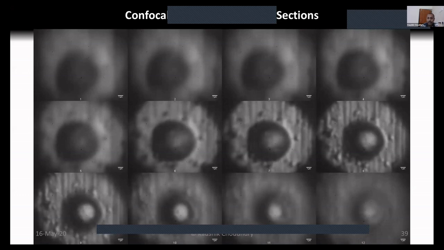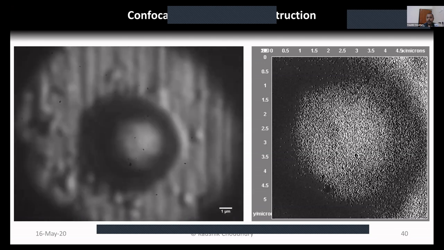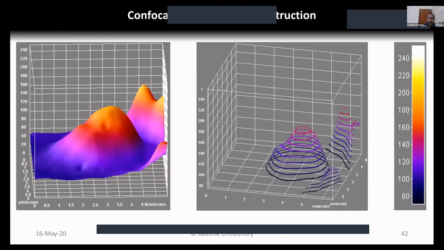So you can see, this is again a 3 micrometer ball where different parts, different layers have been imaged. And if we fix all those images together, we can have a 3D rendering of that particular particle. So we can actually reconstruct that 3D structure of the material using these layers, and we can have different planes.